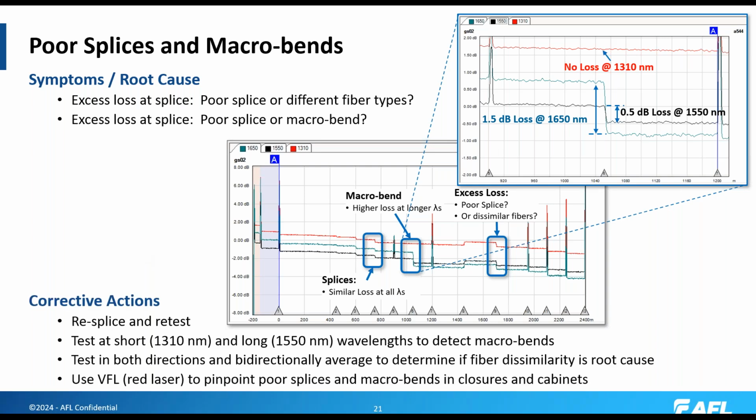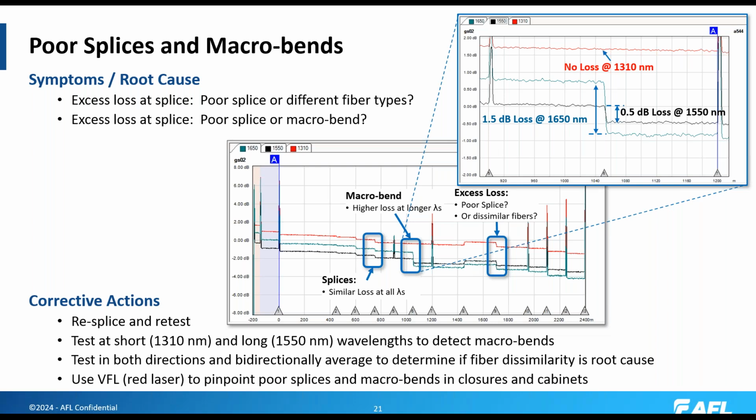How do you resolve poor splices and macro bends? Well, if your loss is similar at all three wavelengths as we see at event 4, resplice and retest. In the case of event 9, we do have similar loss at all three wavelengths. Resplicing and retesting isn't going to fix this, and that's because the excess loss here is due to a difference in the fiber characteristics, and the gainer preceding that excess loss is an indication that we have a fiber mismatch.